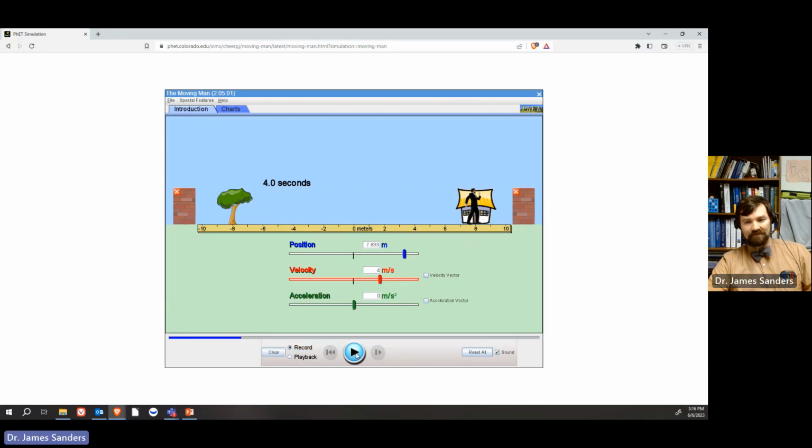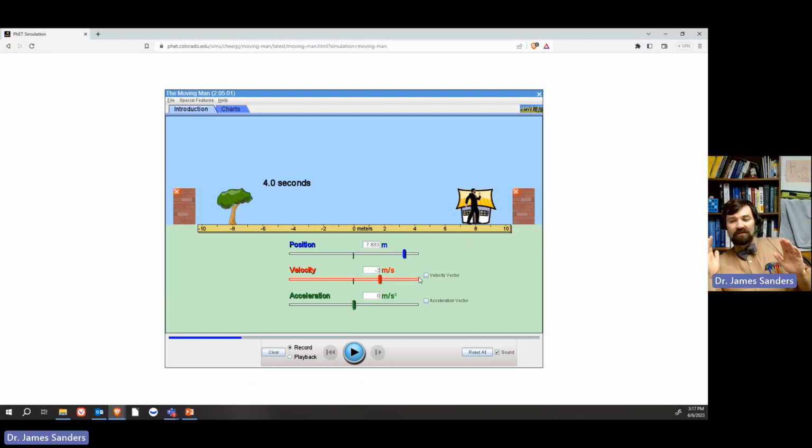And stop. Right on the dot, 4 seconds, and he's right at the house. So our calculation agrees with this simulation. Now let's say that we want him to go back to the tree. This time, in order to make him go back, we have to make this number negative. So let's make this negative, and let's make it 2 meters per second.